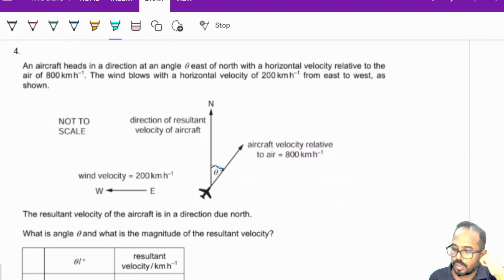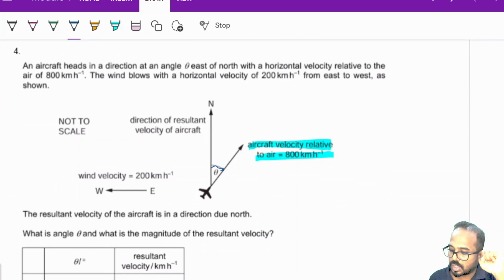So next question. An aircraft heads in the direction at an angle theta east of the north with horizontal velocity relative to the air of 800 km per hour. Look at this one. This velocity is given in this direction. This is the relative velocity, 800 km per hour. It is shown at an angle theta with the north. From east to west, it is moving as shown in the figure. It is not to scale, so graphically you cannot find this out. You need to calculate it.